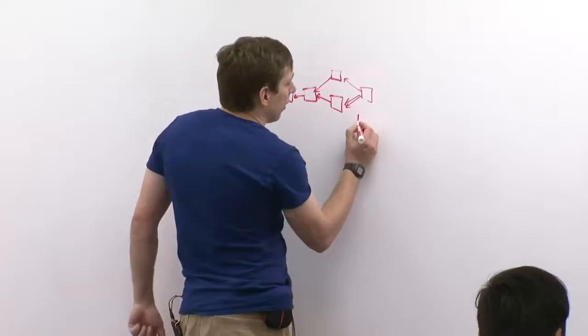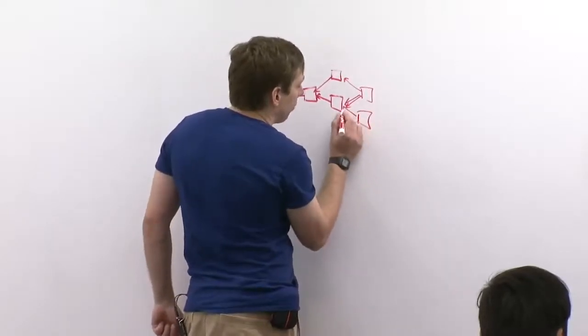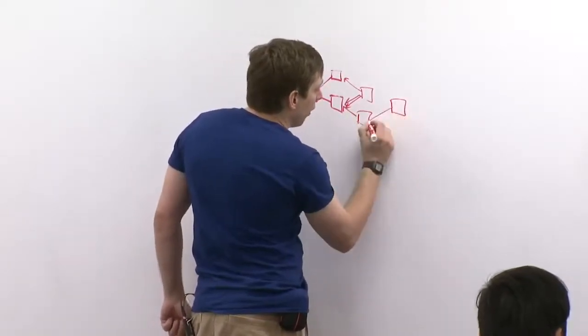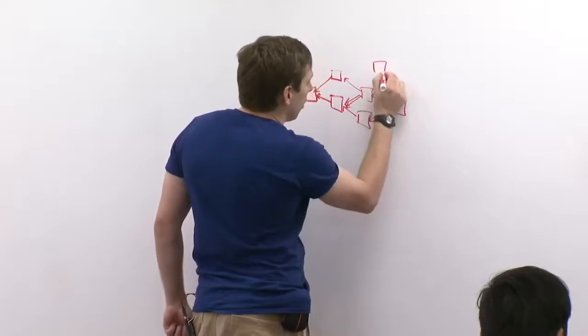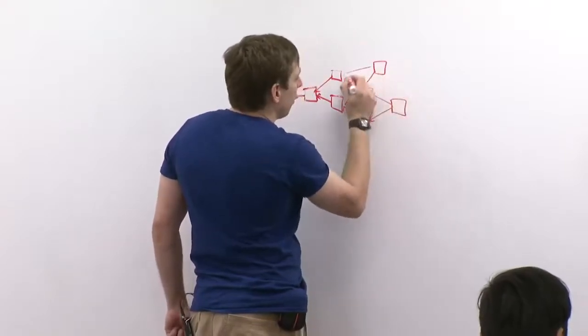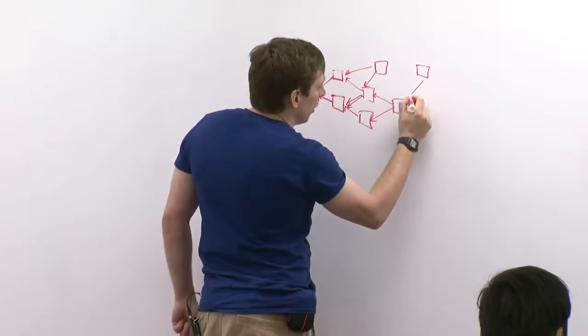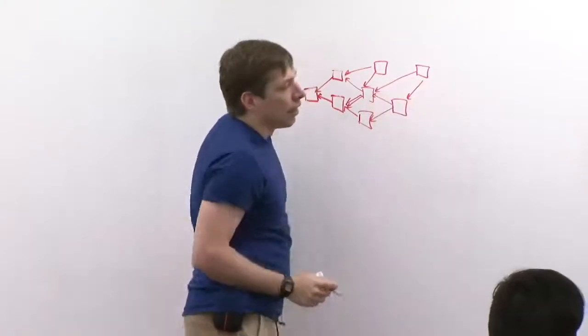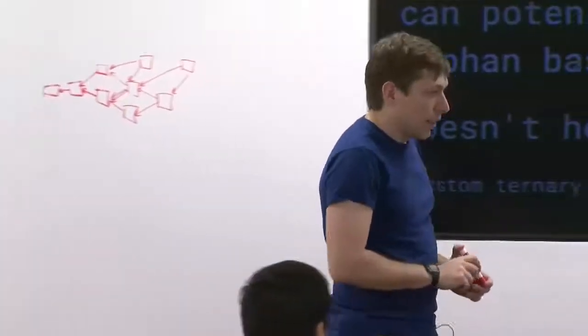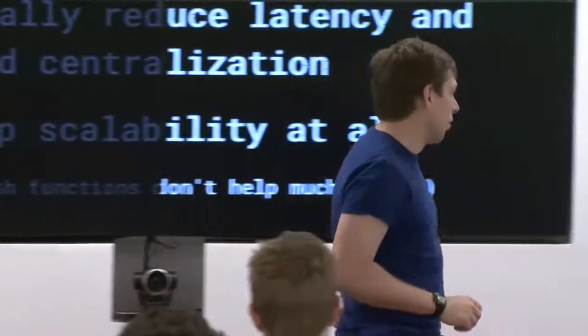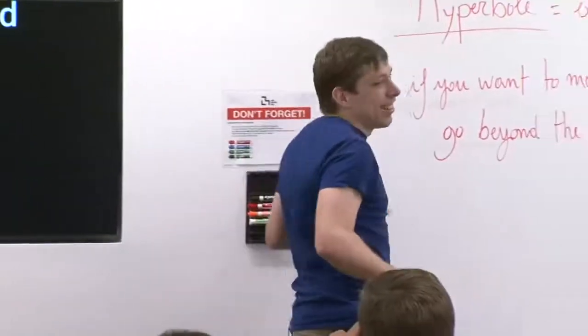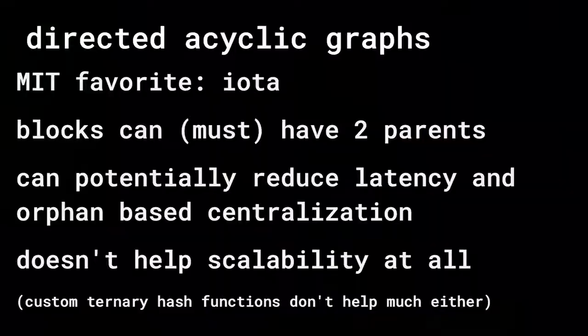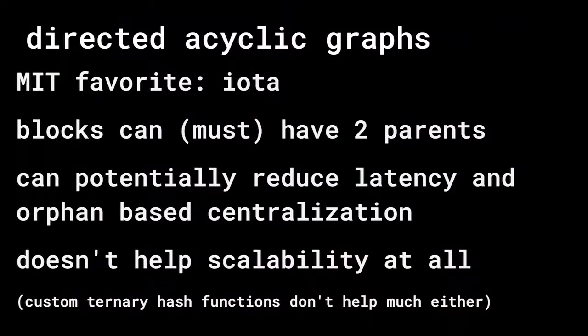And so then something like IOTA says, okay, we have lots, and every node points to two previous, and so you get this whole map. They can even point to different heights. So I can point to here and here. I don't really know why you do this. I guess there are some ways it could reduce latency, right?